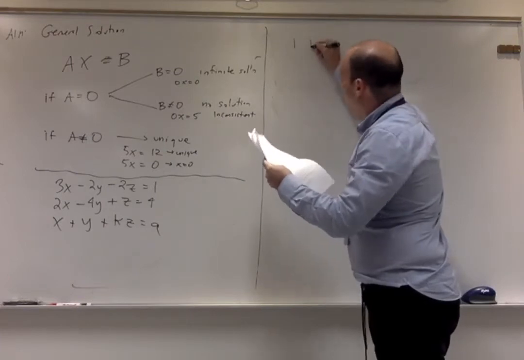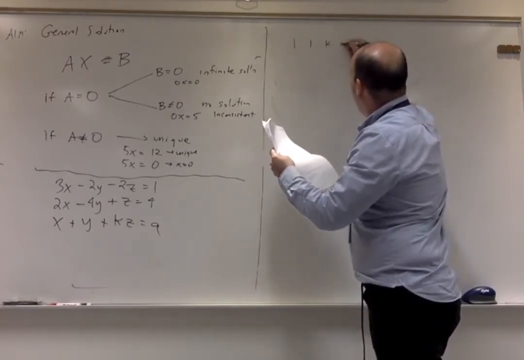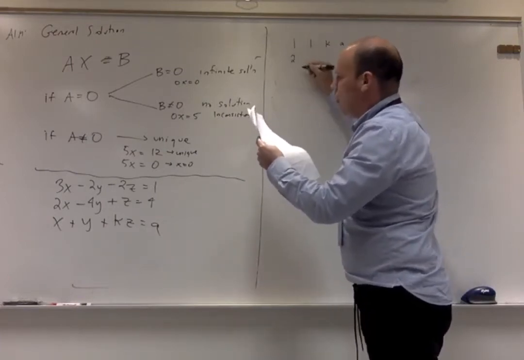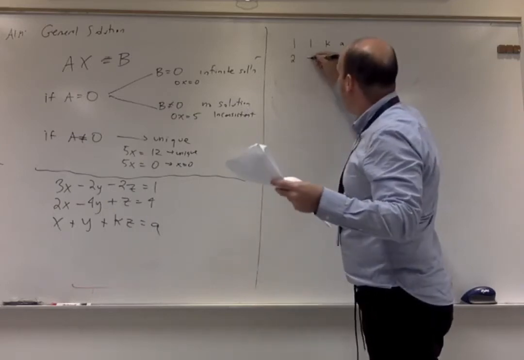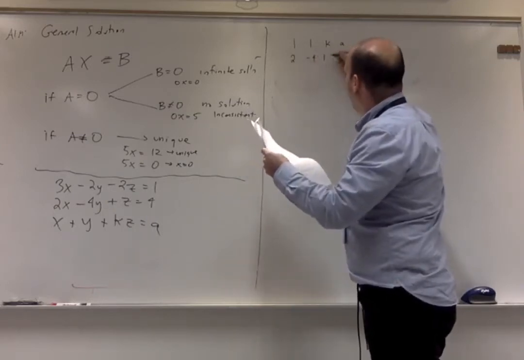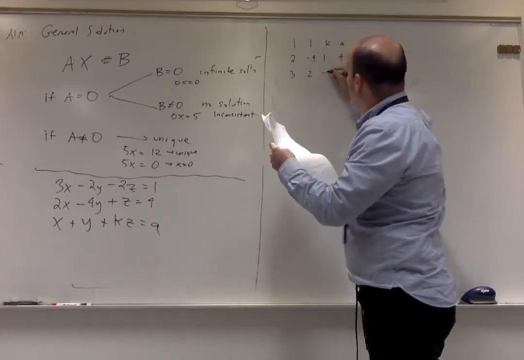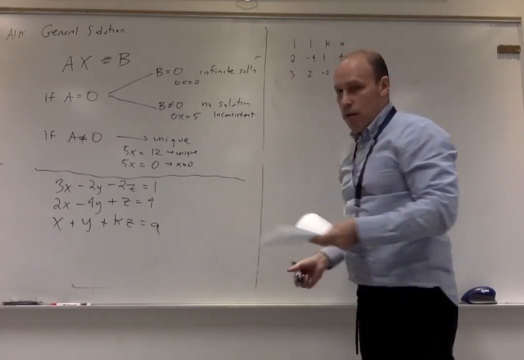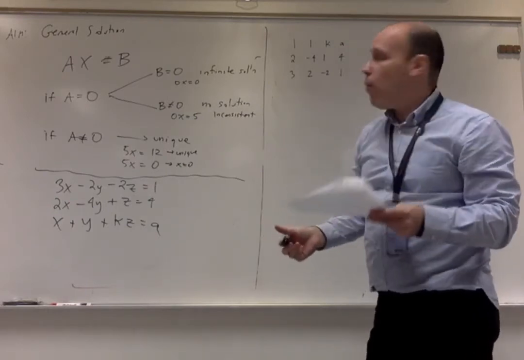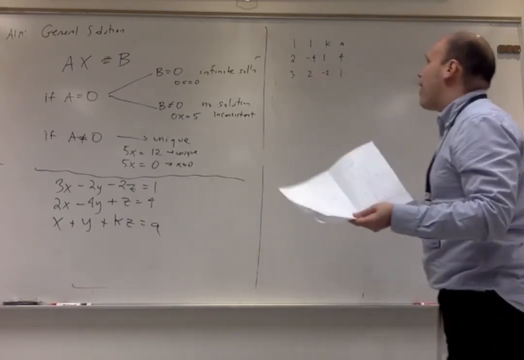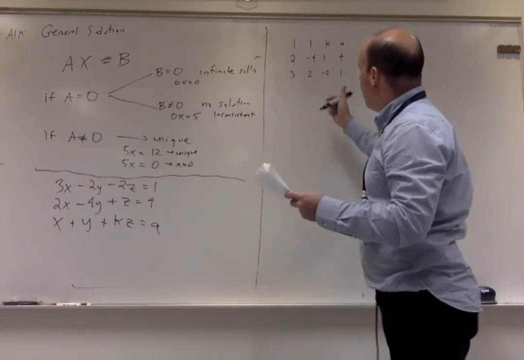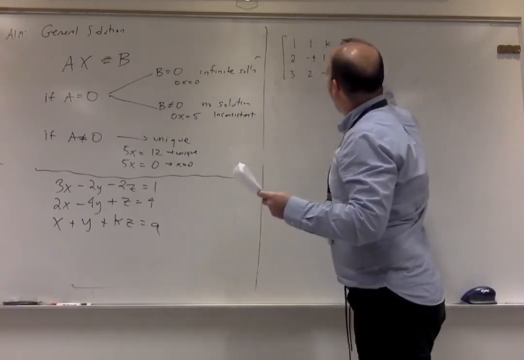1, 1, k, a; 2, -4, 1, 4; 3, 2, -2, 1. What do you think the rules are? I'm going to get rid of that 2 and that 3, and maybe put the brackets over it.